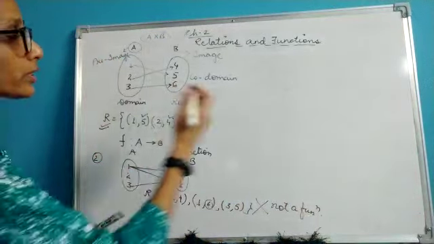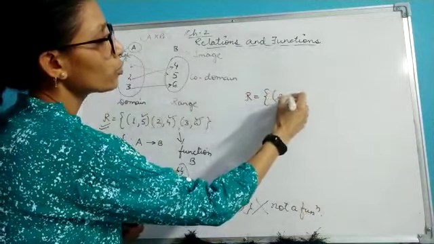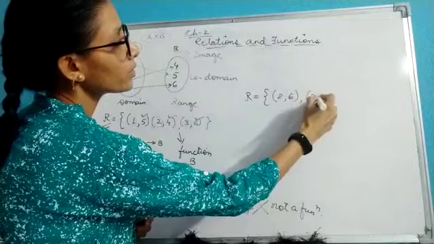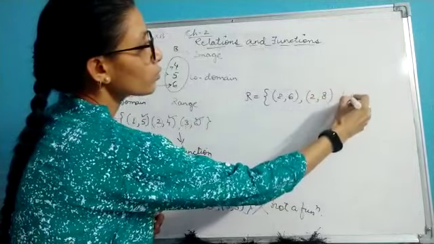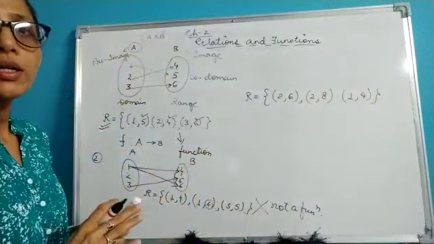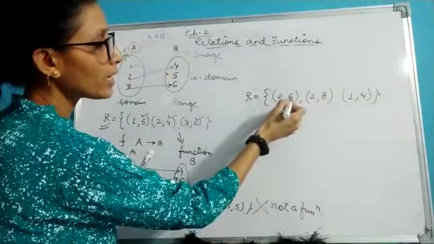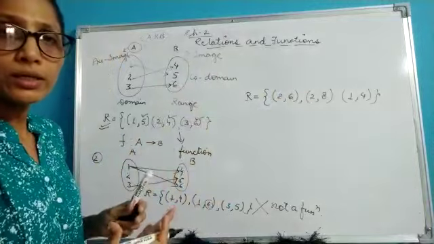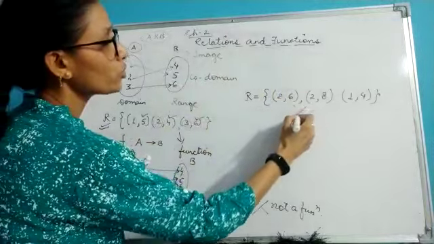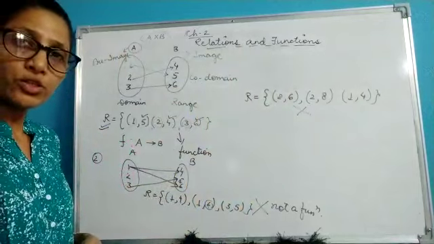Let's see one more example. If I have written R is equal to (2, 6), then (2, 8), then (1, 4). So just by looking at this relation, I can say since 2 has more than one image, that's why this is not a function. So every relation is not a function.